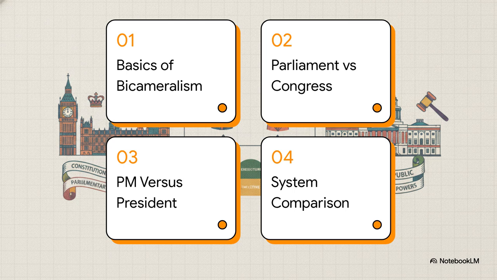Okay, let's dive into this. Here is our roadmap for today. First, the basics of bicameralism. Second, Parliament versus Congress. Third, the Prime Minister versus the President. And finally, the ultimate system comparison.